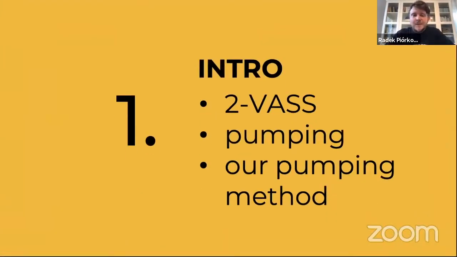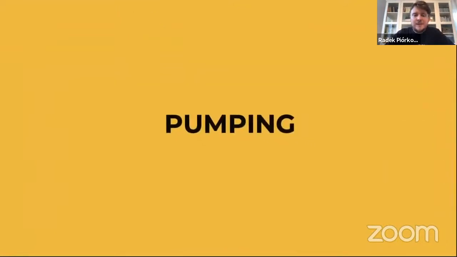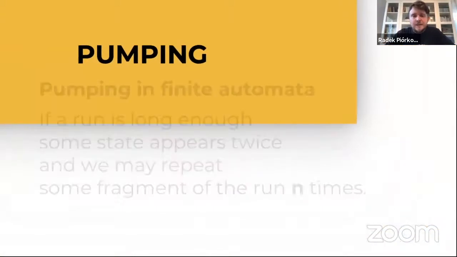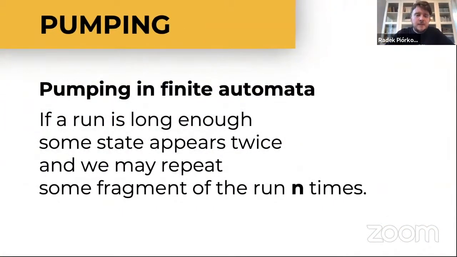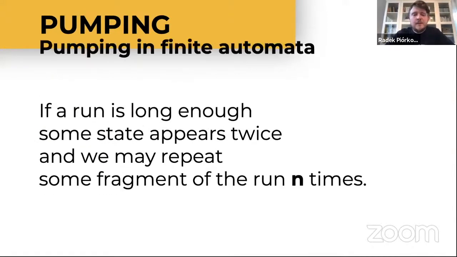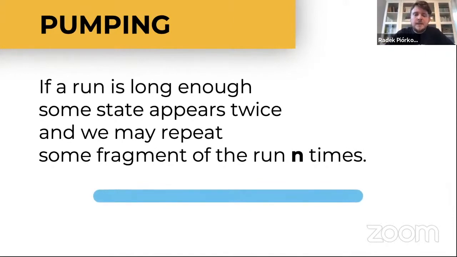The next thing is pumping. So what do I mean by pumping? The simplest case is in finite automata, as follows. This is a property that states that if we have a run that is long enough, then some kind of repetition will occur inside it. And we might extract the part of this run and repeat it many, many times, or even delete it from the run. And what we get are valid runs again.